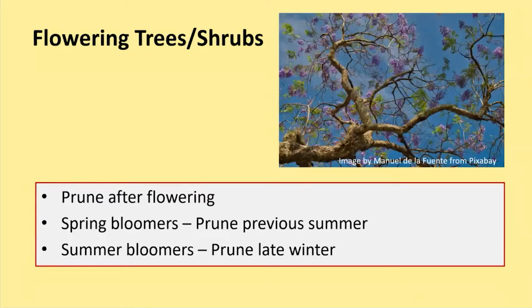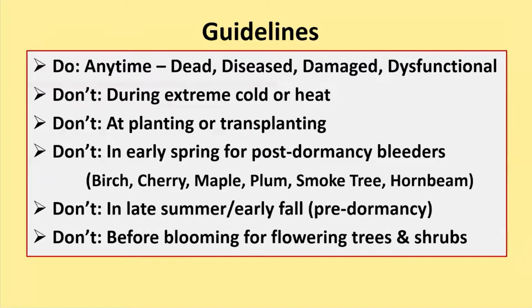And of course, for flowering trees and shrubs, it's best to prune after the flowers. And for the plants that bloom in the spring, they should have been pruned previous summer after bloom. And those plants that bloom in the summer, they should be pruned late winter to stimulate growth, and they will bloom on this current season's wood.